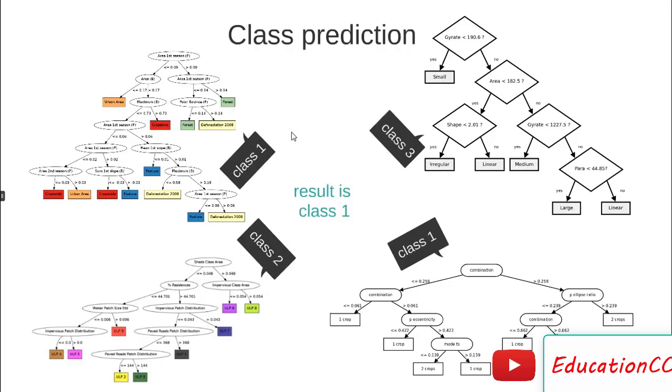The difficulty here is to create a lot of decision trees, but the creation of a decision tree belongs to the decision tree algorithm. So this is the idea behind the random forest algorithm.